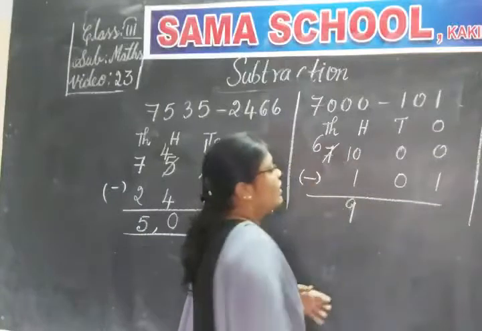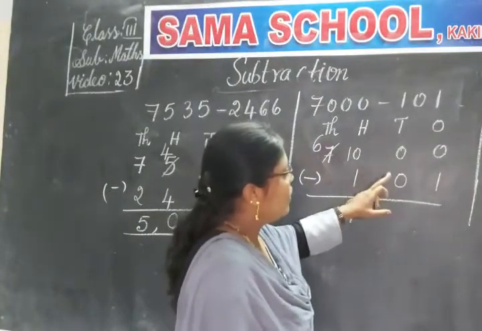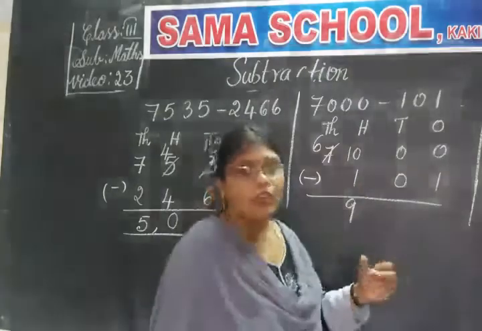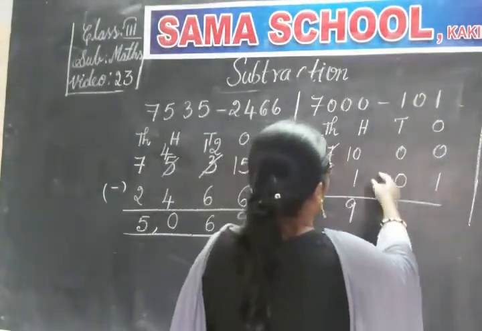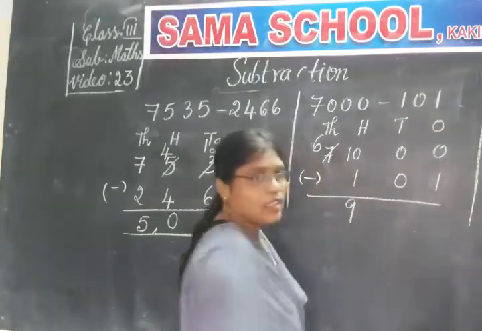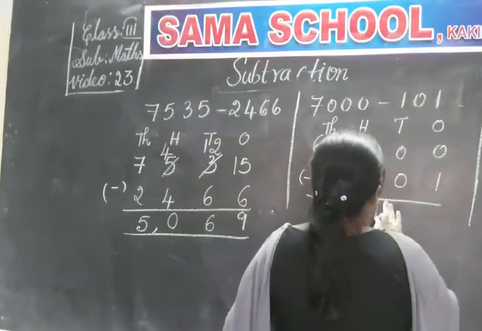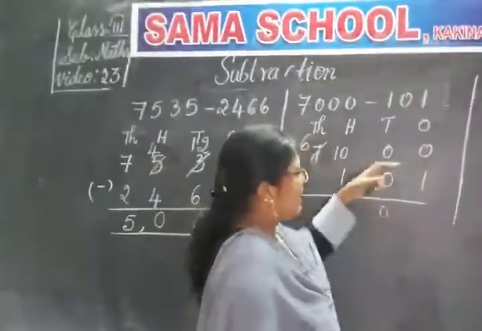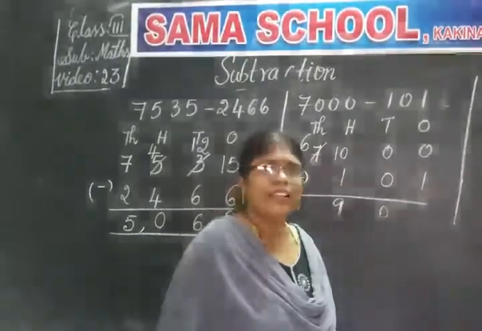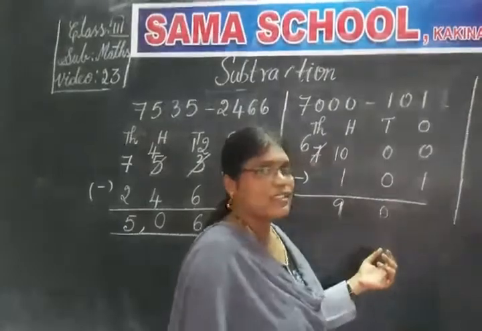9. And here, see children, here we have 0 and 0. Yes or no? Yes. 0 minus 0 is 0. Okay? And 0 minus 1. Can we subtract anything from 0? No. So what is the answer?